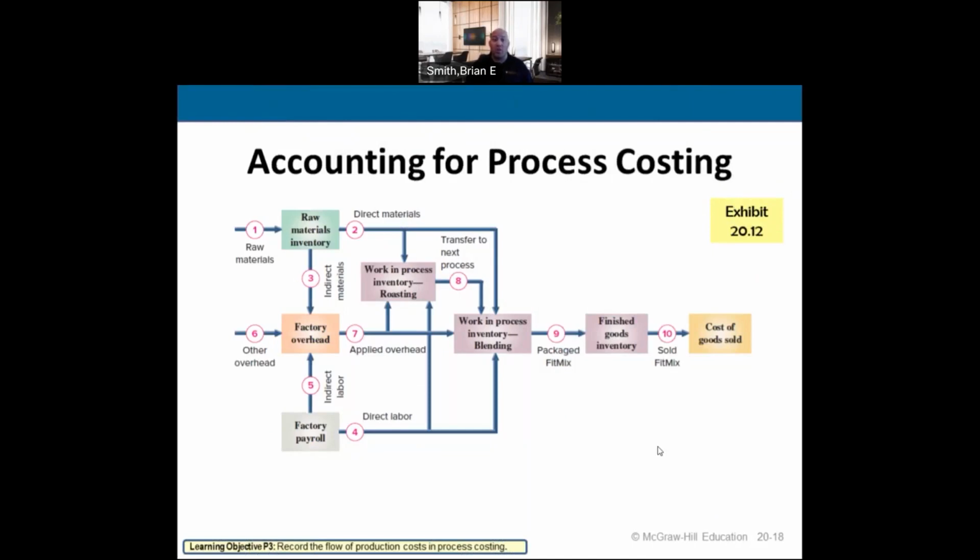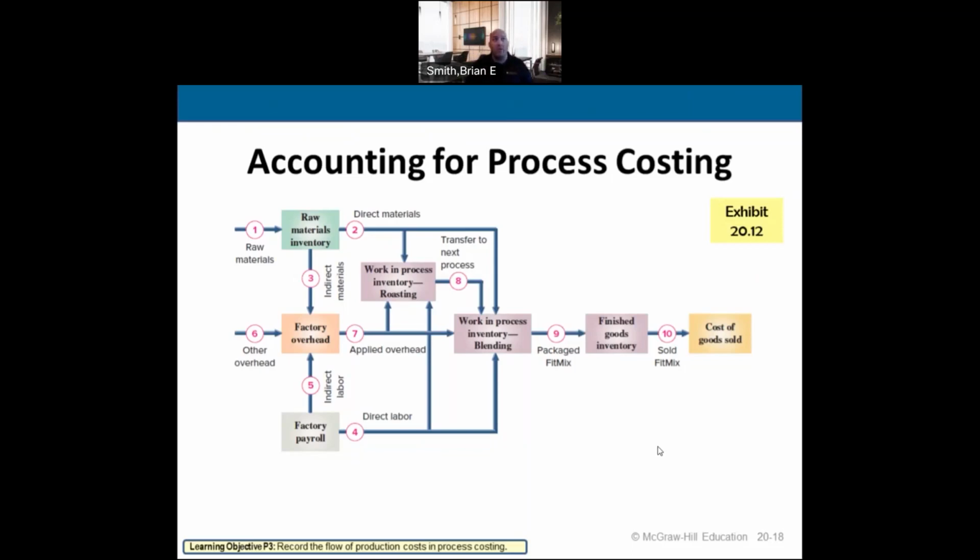Because if you're looking at work in process inventory in the roasting department and you haven't gone to the blending department, then your direct materials are not going to be 100% complete until it gets everything it needs in the blending department. And then you have your indirect material, along with other overhead and indirect labor, all going to factory overhead. But you also have direct materials going to your work in process inventory for both roasting and blending. Basically, I'm trying to describe this for you.